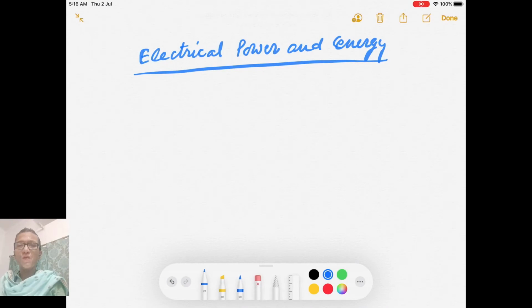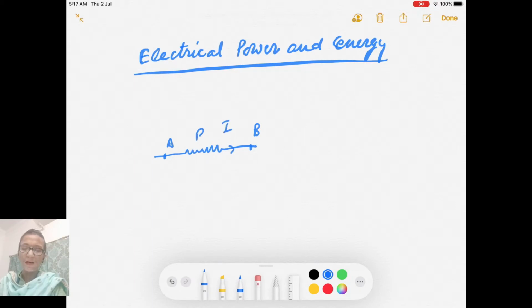So today we will learn electrical power and energy. For electrical power, let me explain one concept. Suppose some current is flowing through a resistor from point A to point B. Current I is flowing and the resistor is R.